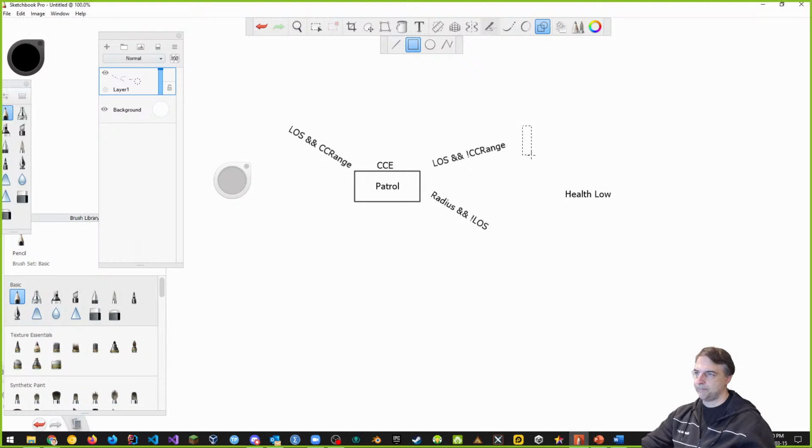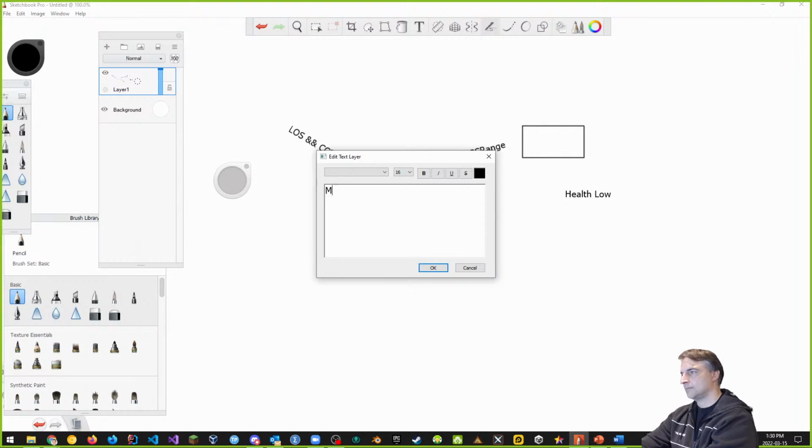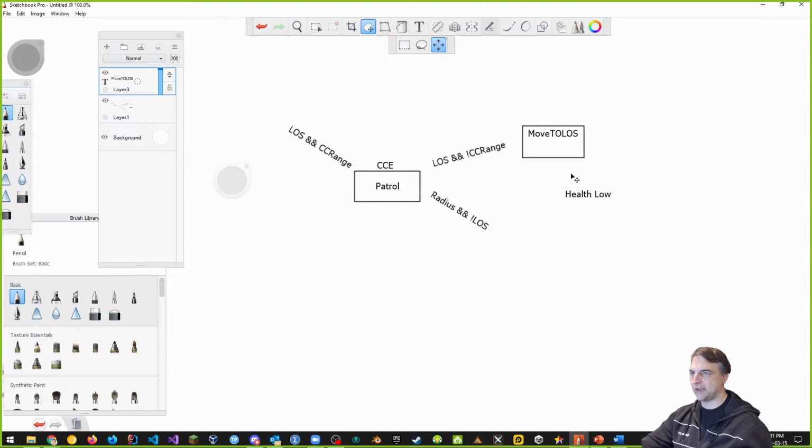So we'll put that over here. So move to line of sight. So I'm moving to that, that's my state, moving to line of sight. Okay, and I'm going to come back to this. Move to line of sight action, and that is something that I'm going to do from my patrol state. So my patrol state moves me to line of sight. Let's see if we can draw this out.